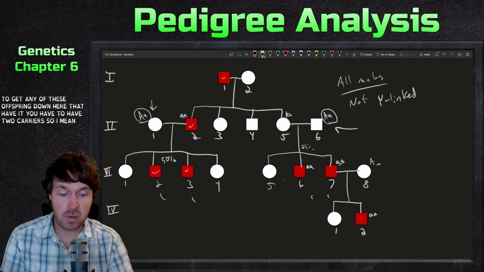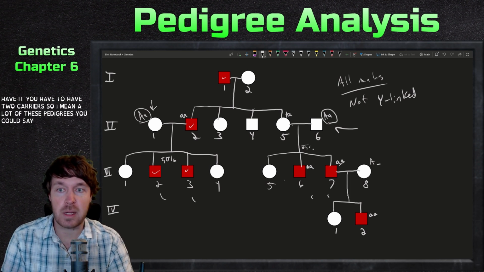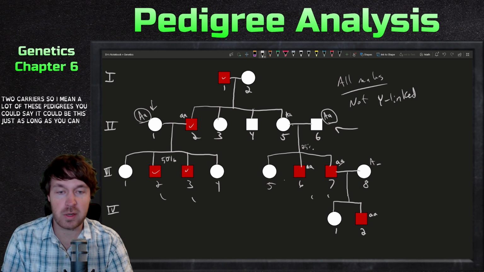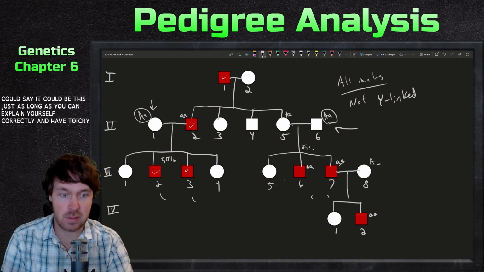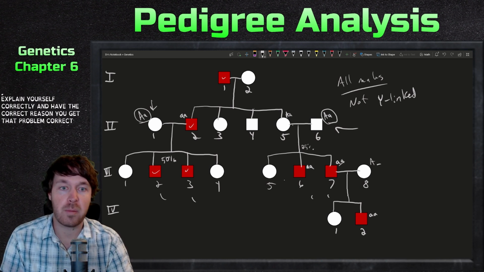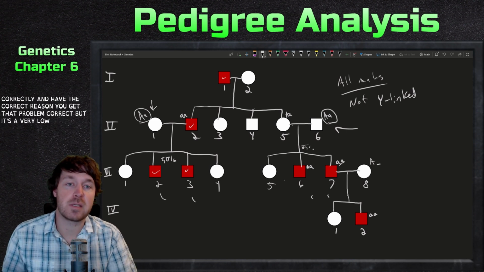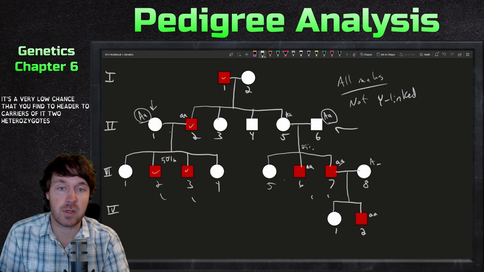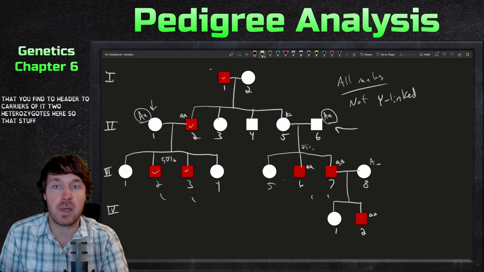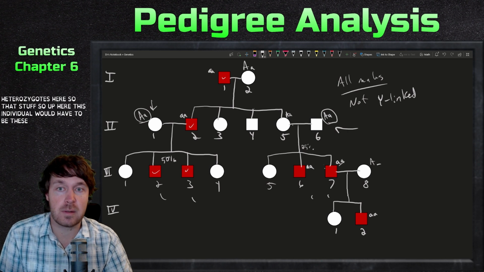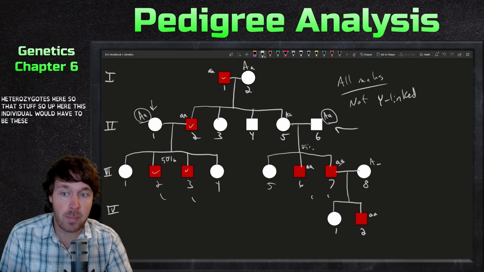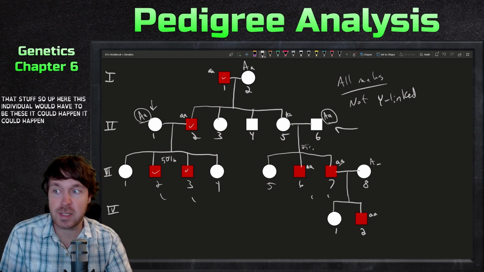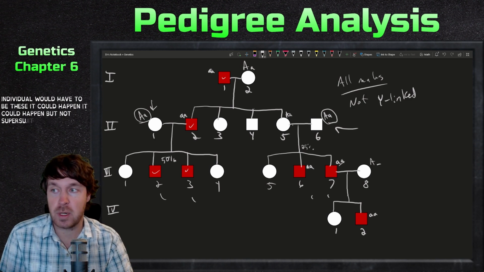With a lot of these pedigrees, you could say it could be this, just as long as you can explain yourself correctly and have the correct reason, you'd get that problem correct. But it's a very low chance that you find 2 carriers of it, 2 heterozygotes here. So that's tough. Up here, this individual would have to be these. So it could happen, but not super, super likely.